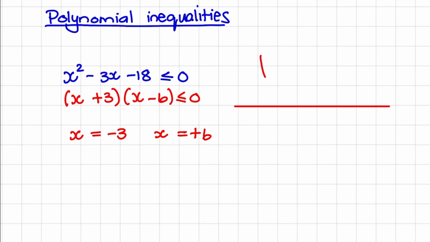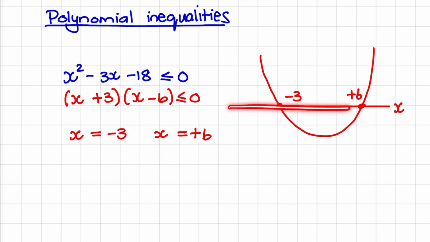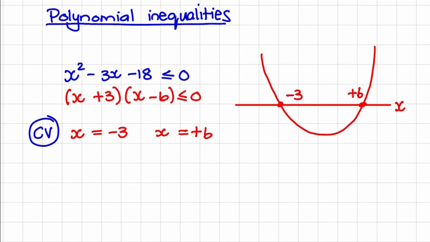So hopefully by now you have learned about a parabola. And if I draw a rough sketch of a parabola, the values where the equation is equal to 0 are called the roots of the equation or the x-intercepts. That is the values where the graph cuts through the x-axis. Now in terms of inequalities, these are called critical values. And what we want to discuss is where this expression or this equation is smaller or equal to 0.